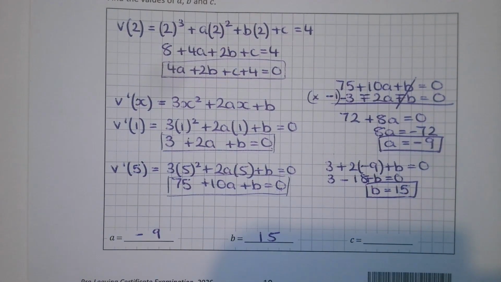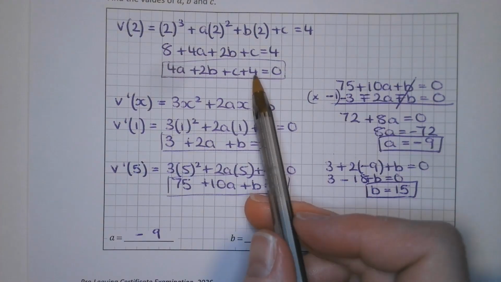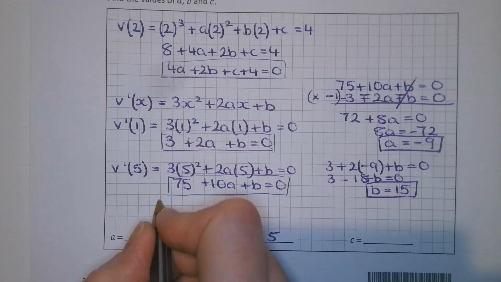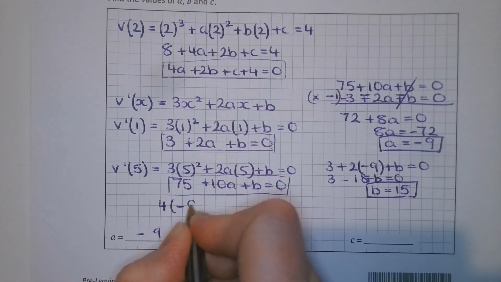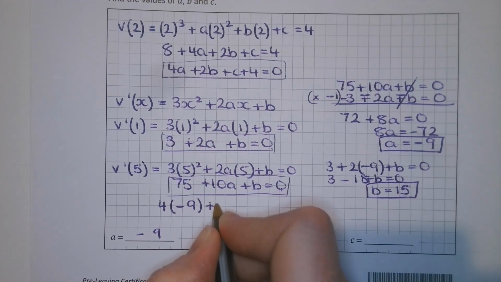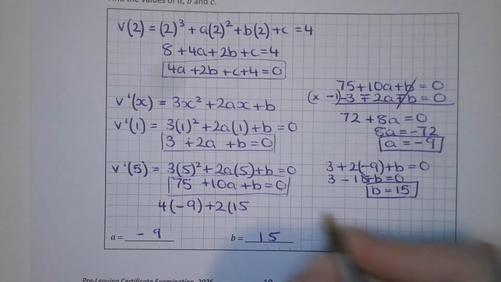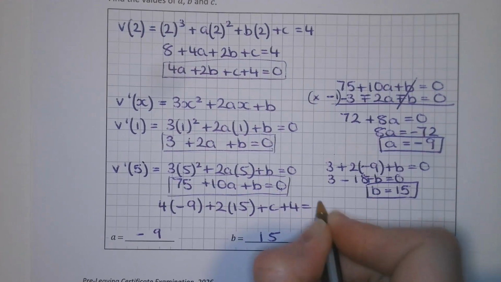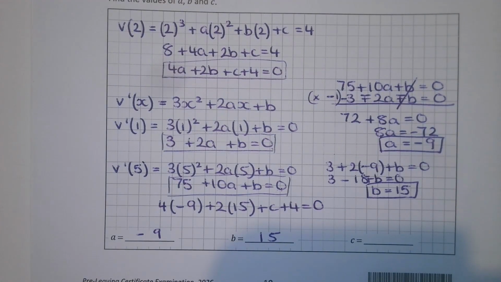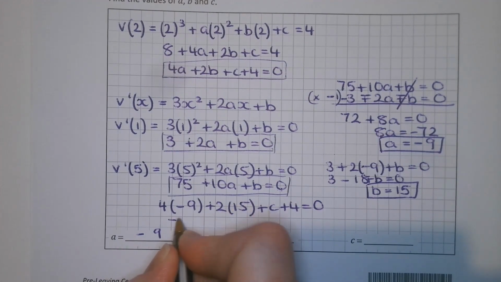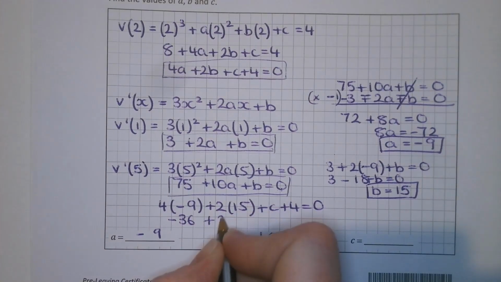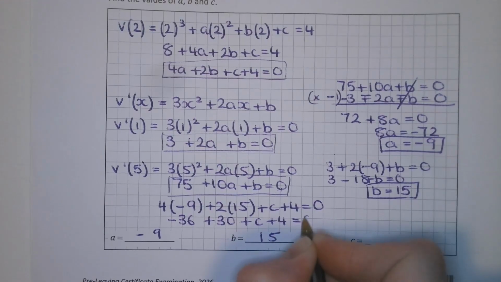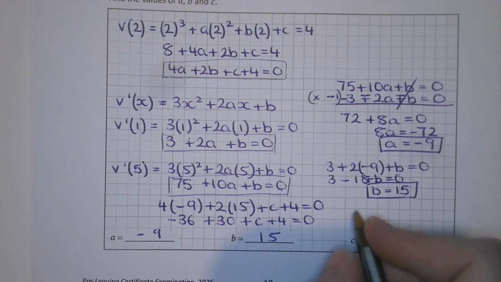And the last thing is we need to figure out what c is, and we're going to use our first equation that we found to help us do that. So if we fill in our values, 4 multiplied by minus 9 plus 2 times 15 plus c plus 4 equals 0. What we end up with is minus 36 plus 30 plus c plus 4 equals 0.